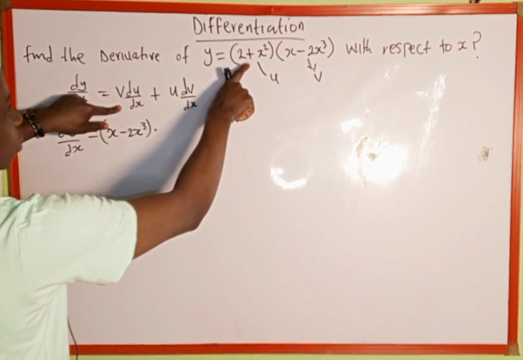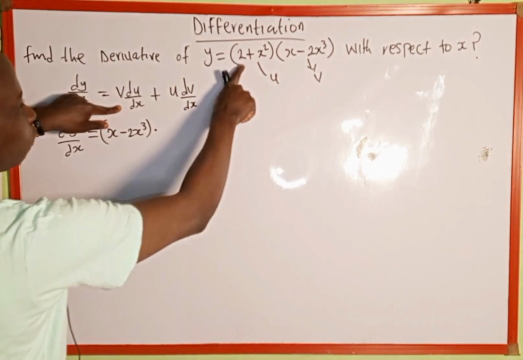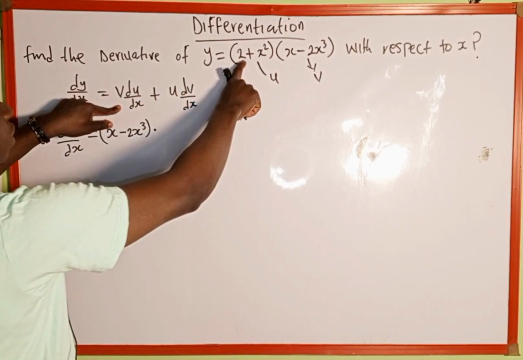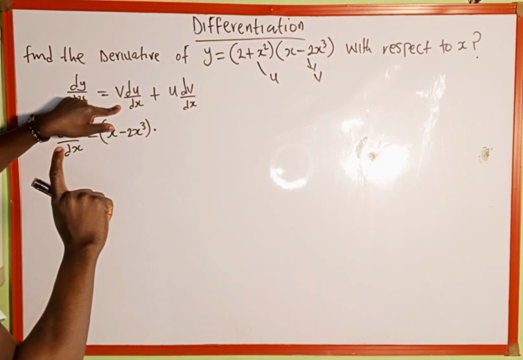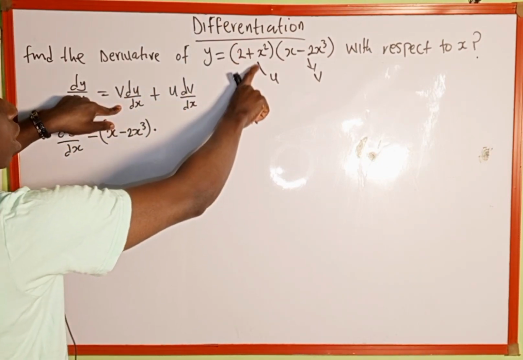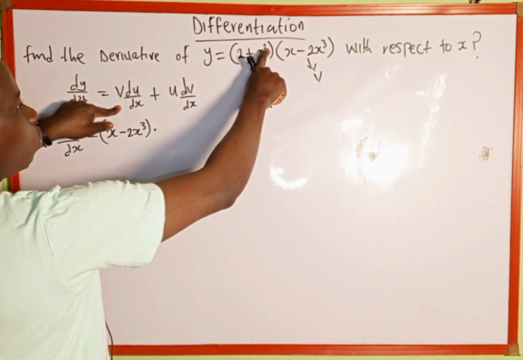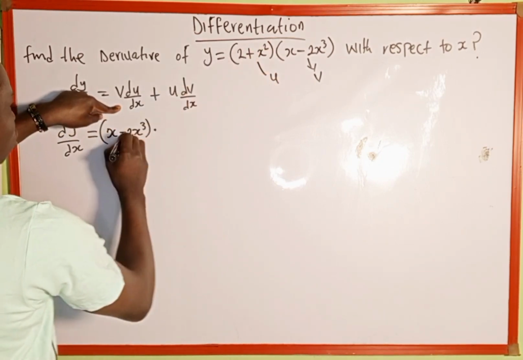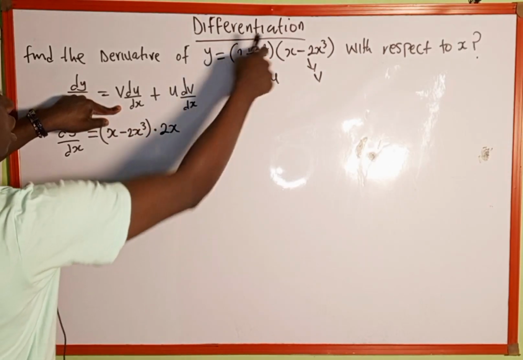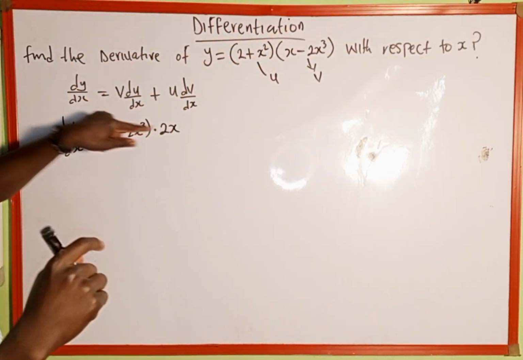So the derivative, since it's separated by plus, we're going to differentiate it separately. The derivative of 2 is a constant, so it's going to be 0. And the derivative of x to power 2, using the power rule, we use this 2 to multiply by x, which is going to give us 2x. Then we take away 1 from the power, which gives us 1.